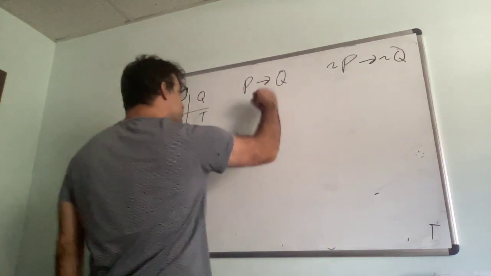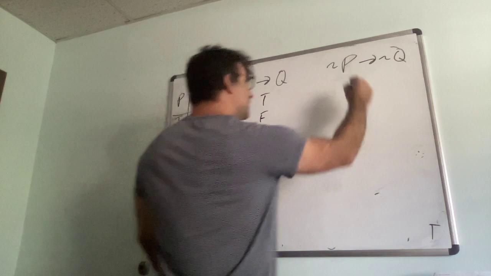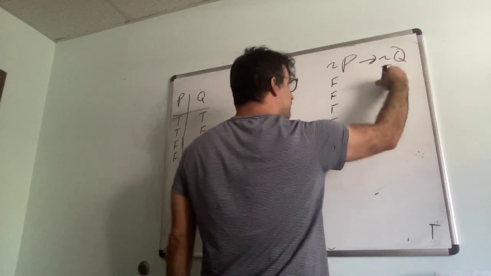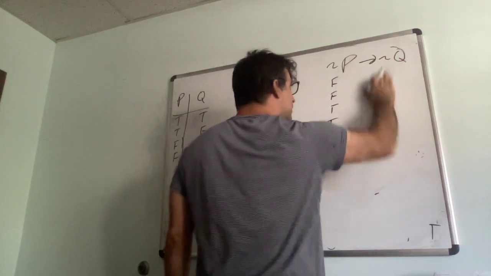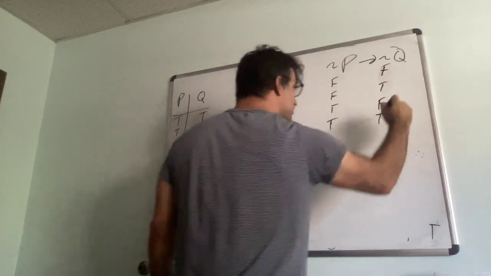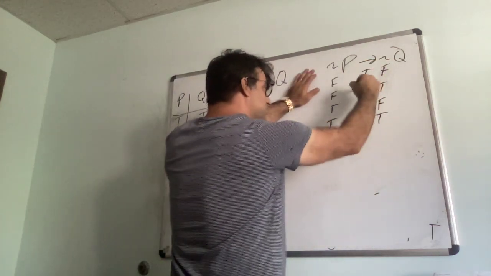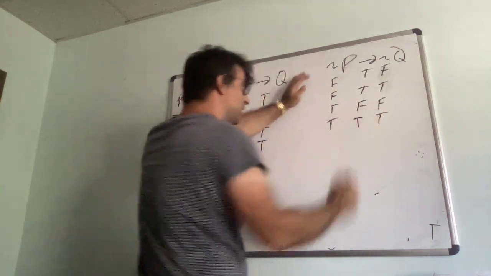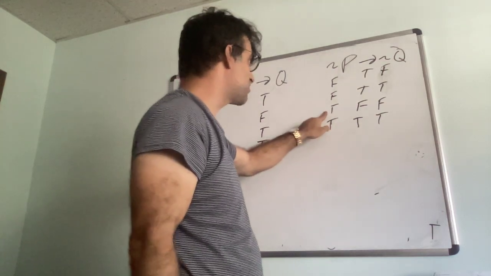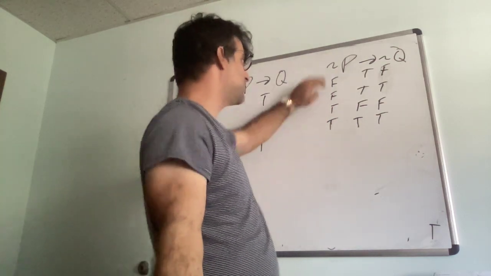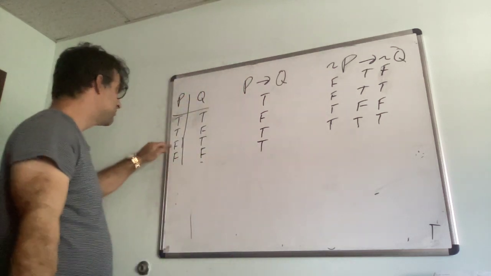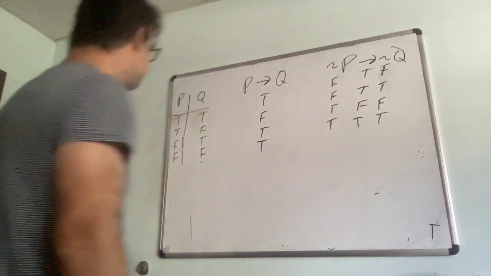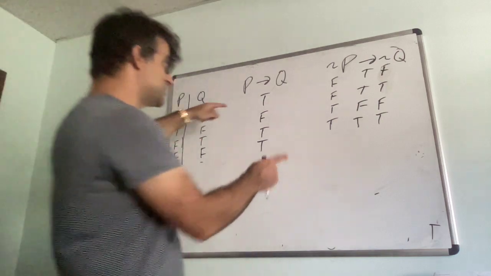P arrow Q, we got true, false, true, true. Not P, we go false, false, true, true. True, false, sorry, false, true, false, true. False arrow false is true, false arrow true is true, true arrow false is false, true arrow true is true. Okay, so this one is false in the third row, right? When you said not P implies not Q, but in row 3, P is false, but Q is true. Right? So these are false in different rows, so not equivalent.